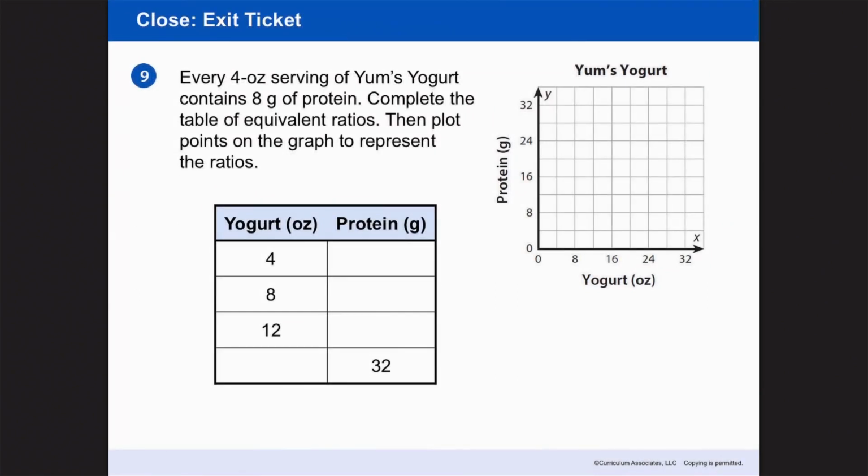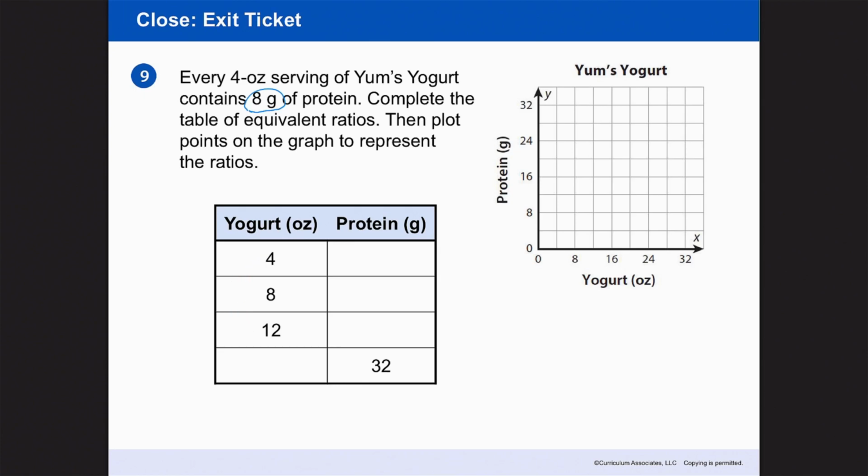All right, every 4-ounce serving of Yum's yogurt contains 8 grams of protein. Complete the table of equivalent ratios, then plot the points on the graph to represent the ratios. So here we can see it's going up by 4, right? Plus 4, plus 4. So I would know that it says every 4-ounce serving of Yum's yogurt contains 8 grams of protein. So that means 4 ounces for 8 grams. Okay, so I can go ahead and continue filling in.